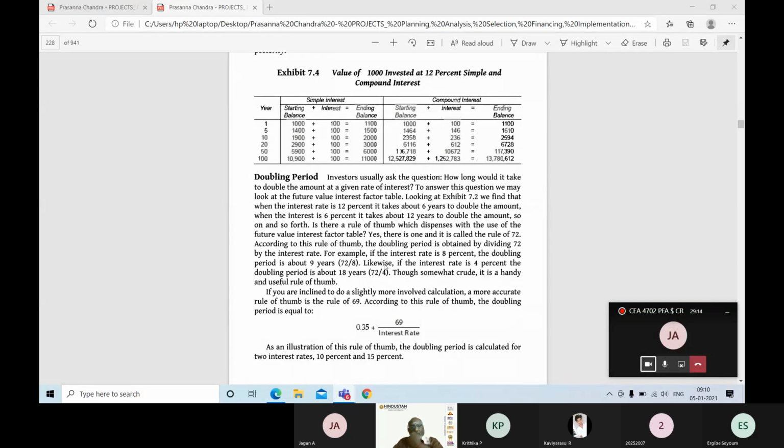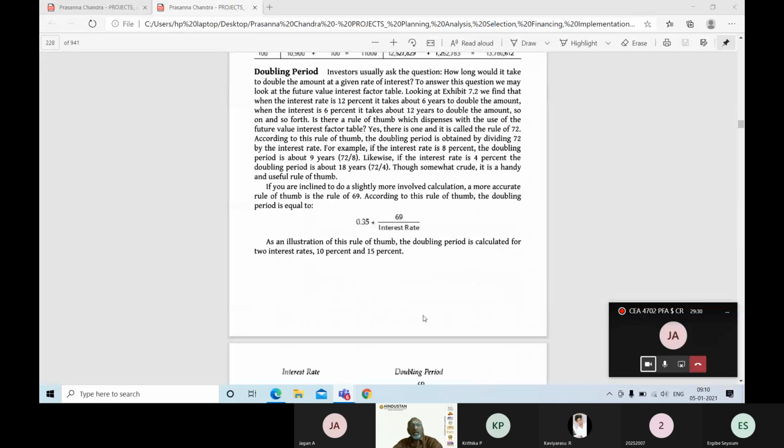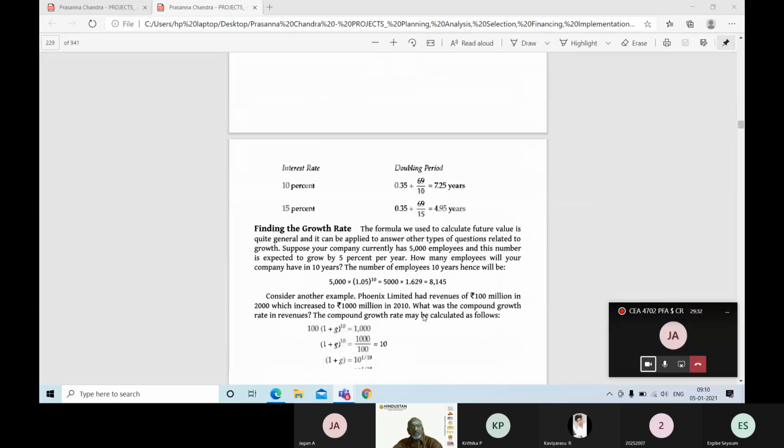72 by 8, likewise, if the interest rate is 4%, then 72 by 4, the period is about 18 years, though this is a somewhat crude method. An accurate method is also available: 0.35 plus 69 by the interest rate. Accordingly, you have to calculate the doubling period.